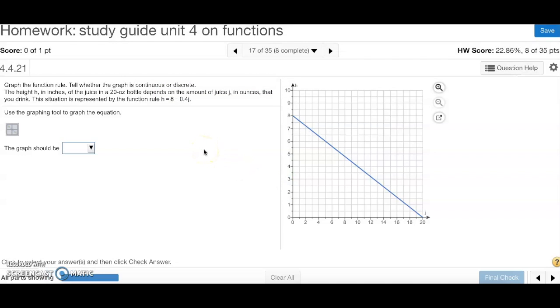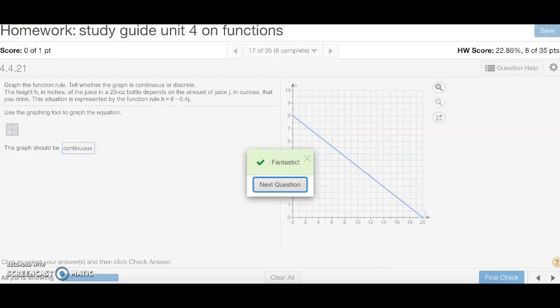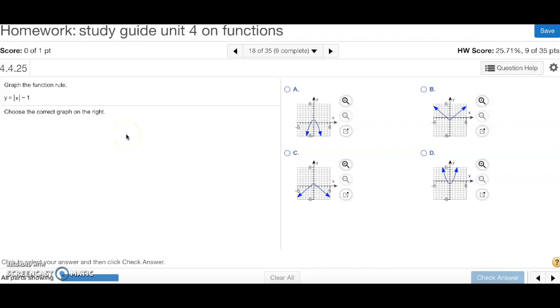Now the graph should be either continuous or discrete. Since we're dealing with juice, we can have an amount of juice being, say, 0.2 ounces, 0.3 ounces, and so on. It isn't limited to whole number values. That means it is continuous. Now, if my situation involves something that could only be a whole number, then it will be discrete. So this will be continuous. And that's number 17.